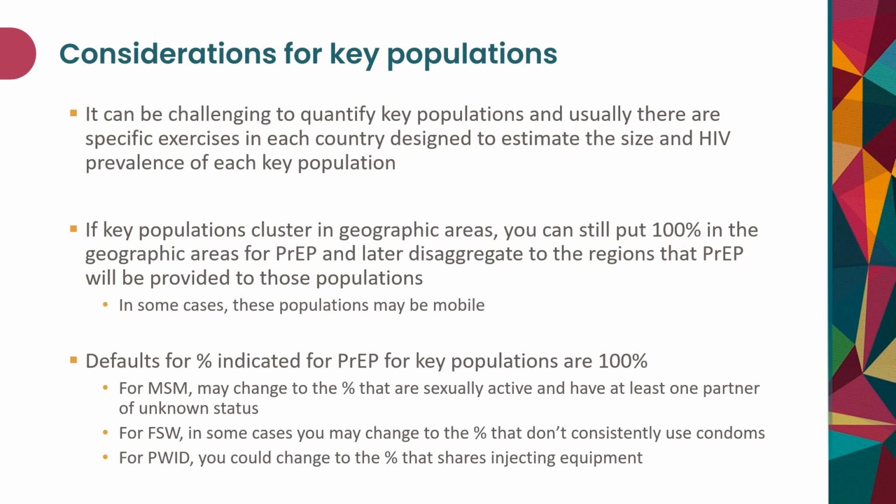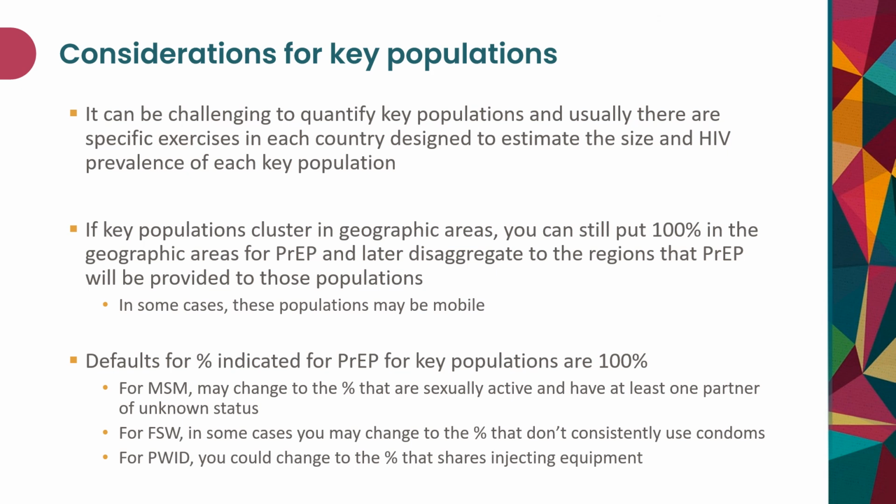Additionally, there are some considerations for specifying population data for key populations. It can be challenging to quantify key populations, and usually there are specific exercises in each country that are designed to estimate the size and HIV prevalence of each key population. If a key population is clustered in specific geographic areas, you can still put 100% in the geographic area for PrEP, and later disaggregate to the regions where PrEP will be provided if that is preferred. In some cases, these populations may be mobile.